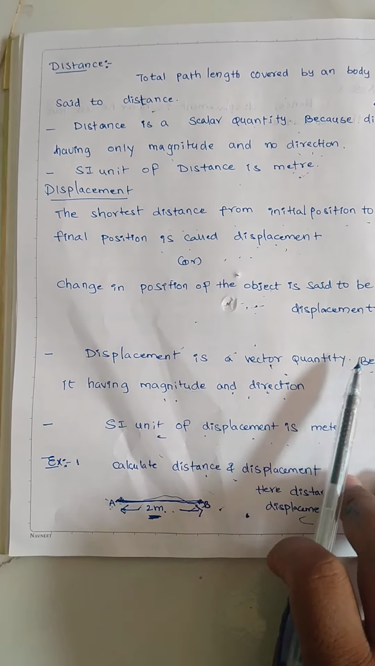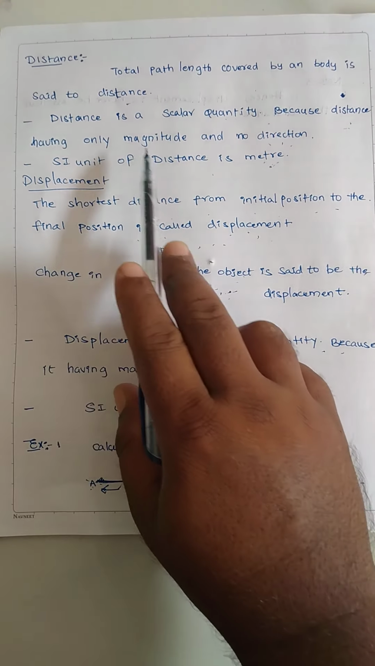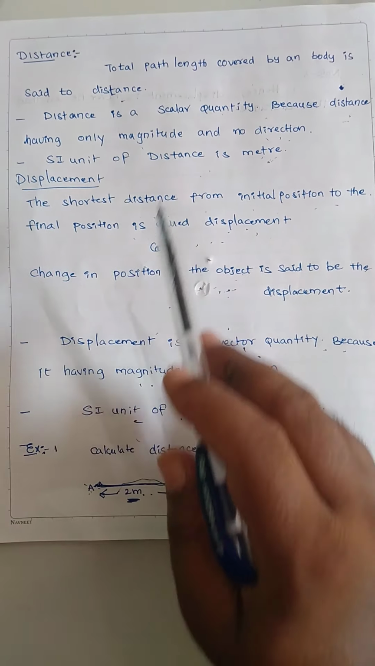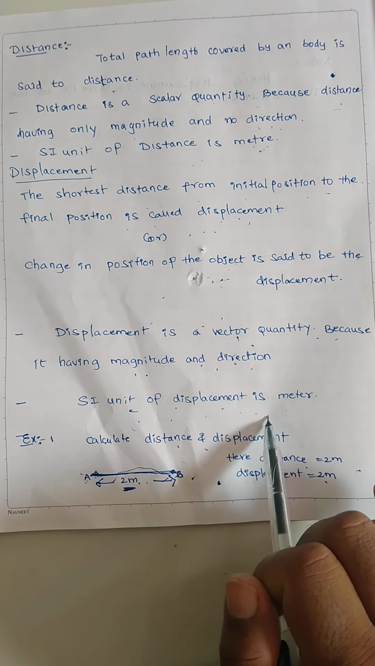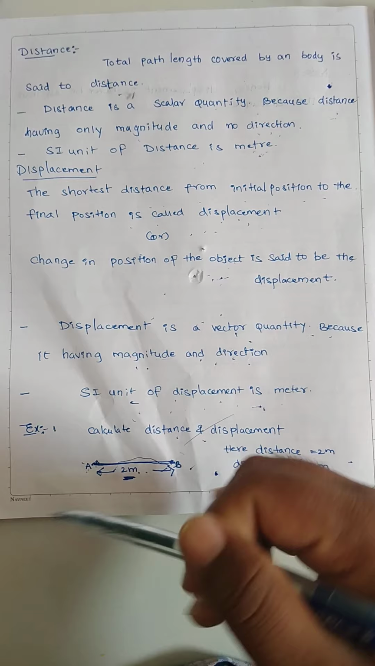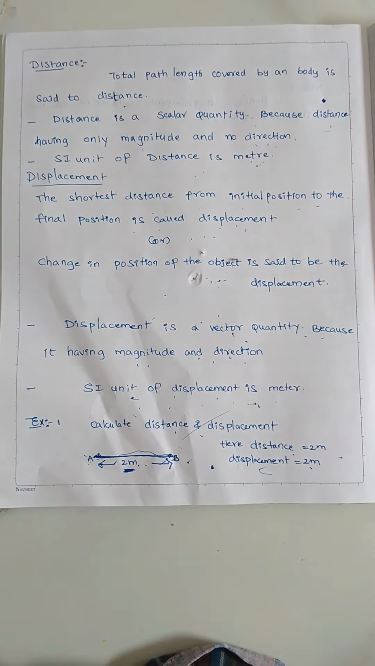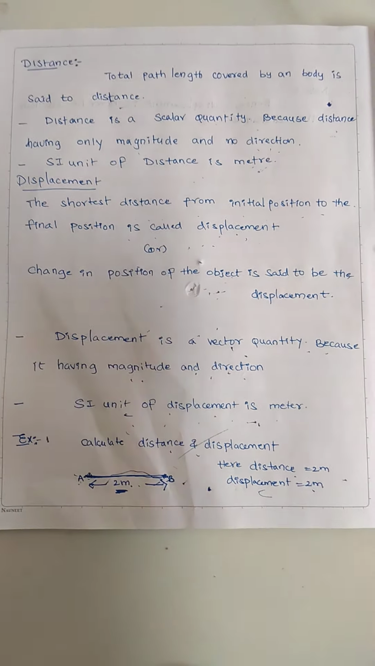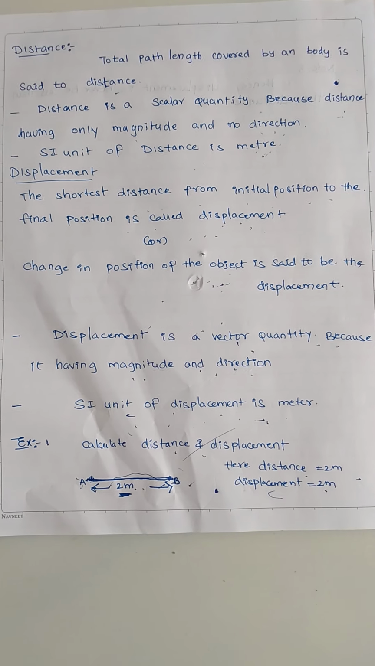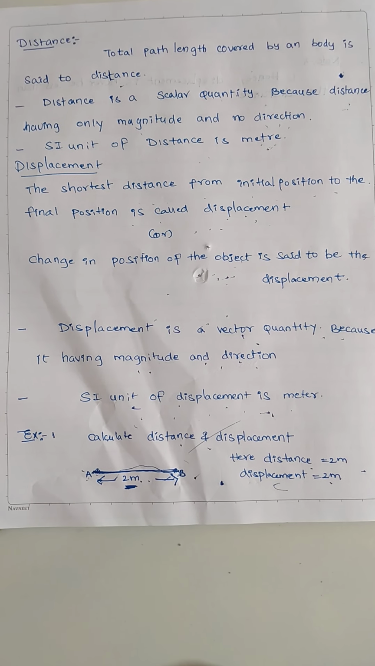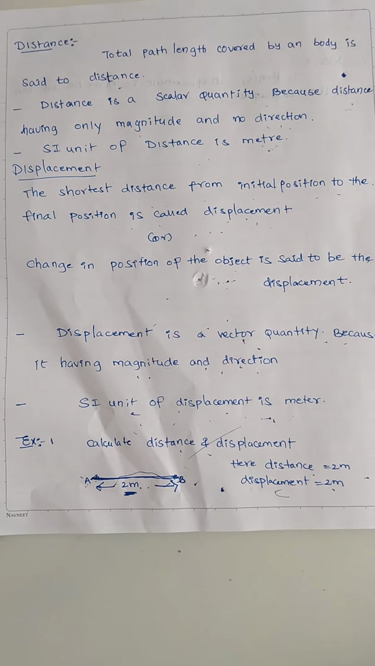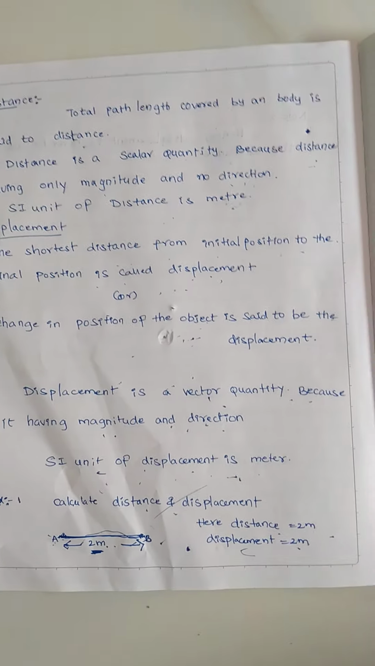And here the SI unit of displacement is also meter. The SI unit of distance is also meter. Here the SI unit of displacement is also meter. Why? Because distance and displacement are both some length, and the SI unit of length is meter only. So using these distance and displacement, we will create some important relations here.